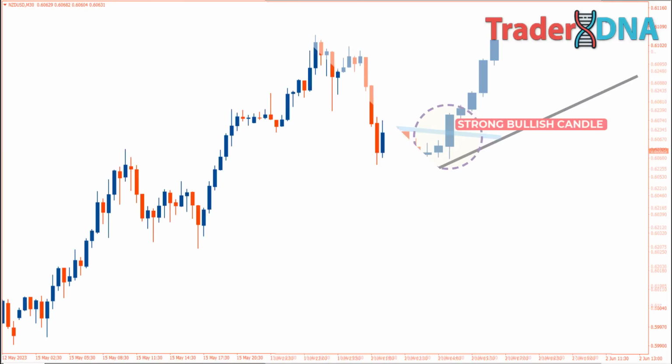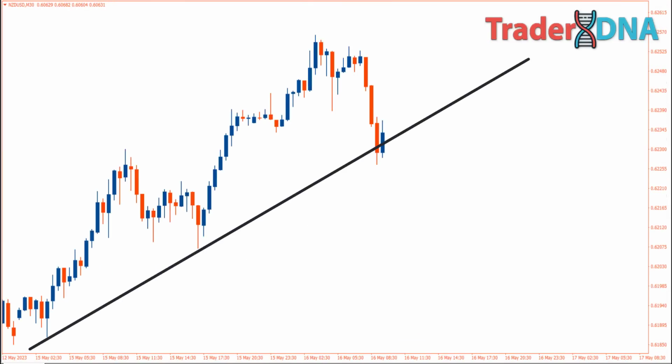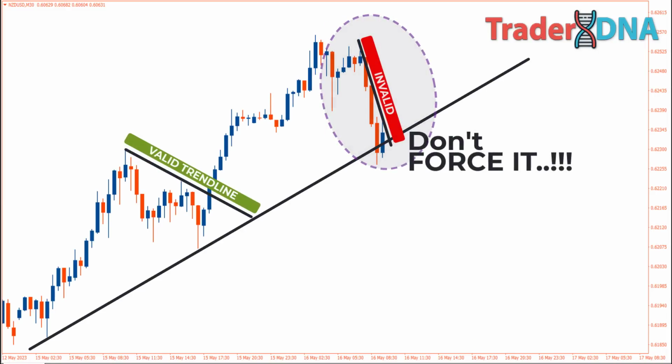However, it's essential to keep in mind that if you come across a setup where the trendline breakout technique is not suitable, don't force it. Let's now move on to the next topic.